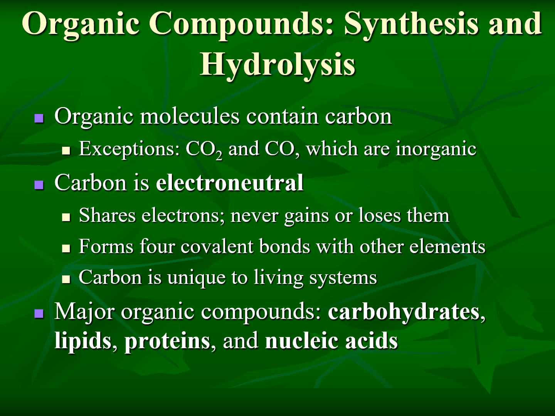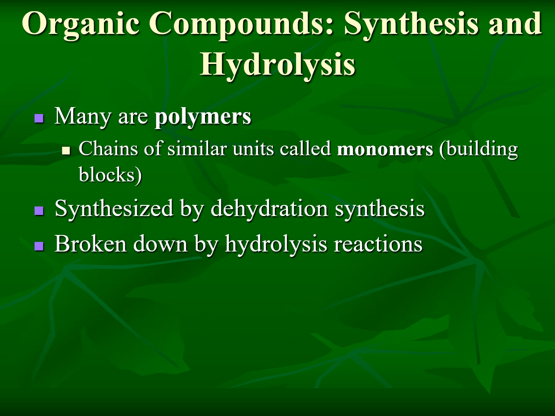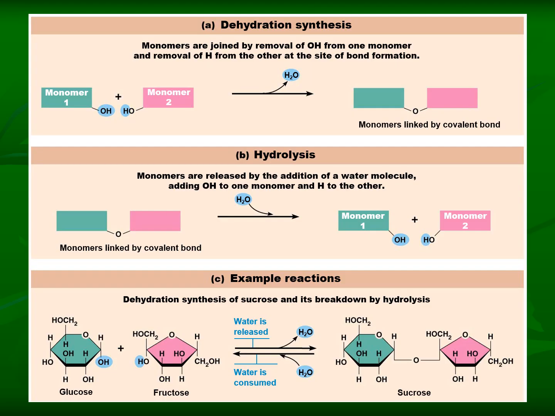When we look at the various organic compounds, the 4 major classes of them are carbohydrates, lipids, proteins, and nucleic acids. A lot of the organic compounds in these groups are going to be made up of polymers. The way a polymer is made is you have similar units, think of them as little building blocks, that are called monomers. It's kind of like getting a whole bunch of Legos and you build them up to make the larger compound. They are synthesized by dehydration reactions and broken down by hydrolysis reactions.